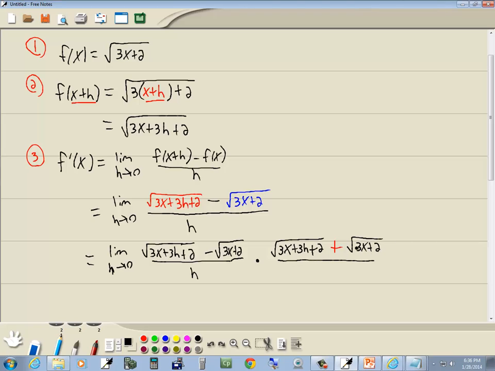Now what a conjugate is: the first parts are the same. See how these square roots are the same? The last parts are the same. See how these are the same, but the sign in the middle is different. See how this is a minus and this is a plus. Now whatever you multiply by the top, you have to multiply by the bottom.